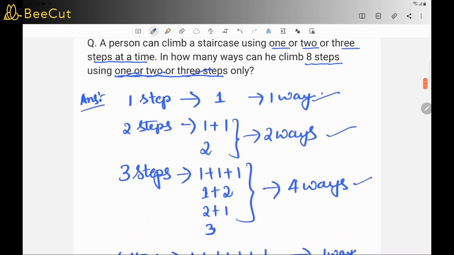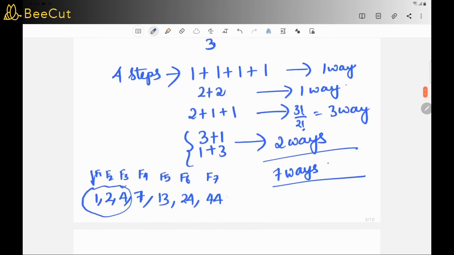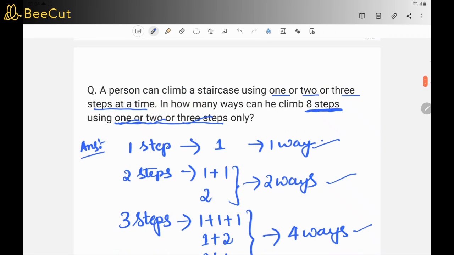Total we have 8 steps. So this would be 68 plus 13, 81. So in 81 ways we could have climbed the 8 steps using 1, 2 or 3 steps only.